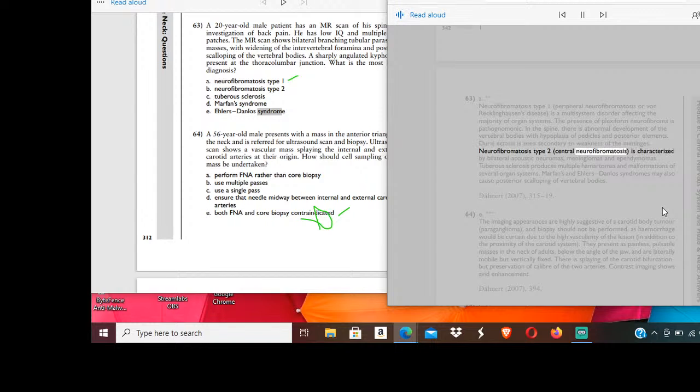Neurofibromatosis type 2, central neurofibromatosis, is characterized by bilateral acoustic neuromas, meningiomas, and ependymomas. Tuberous sclerosis produces multiple hamartomas and malformations of several organ systems. Marfan's and Ehlers-Danlos syndromes may also cause posterior scalloping of vertebral bodies.